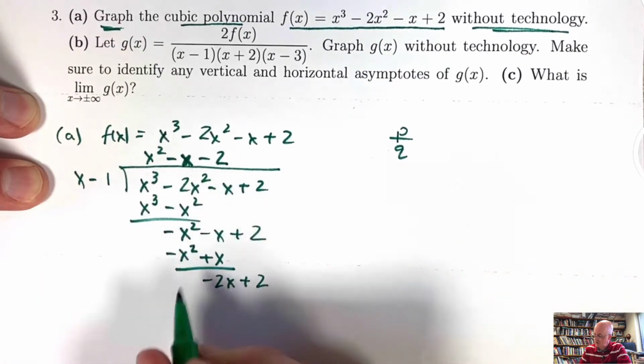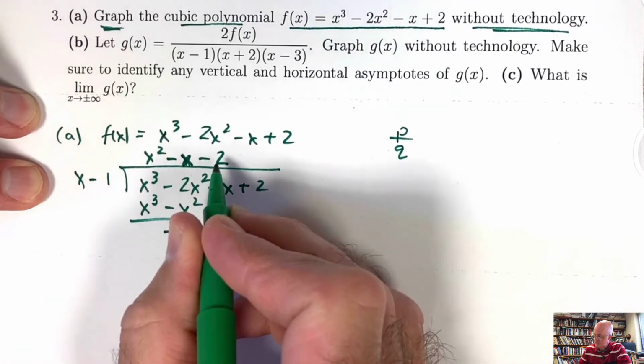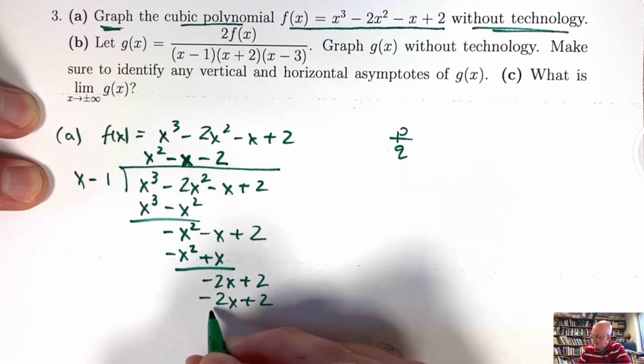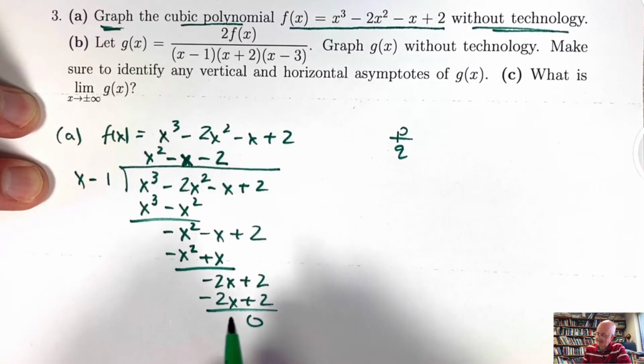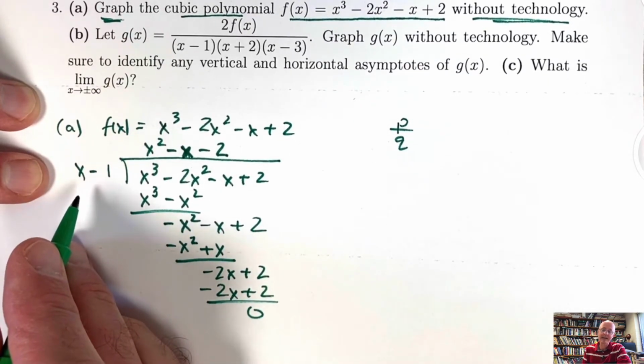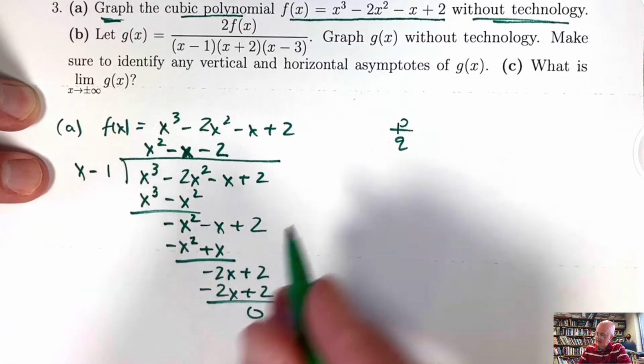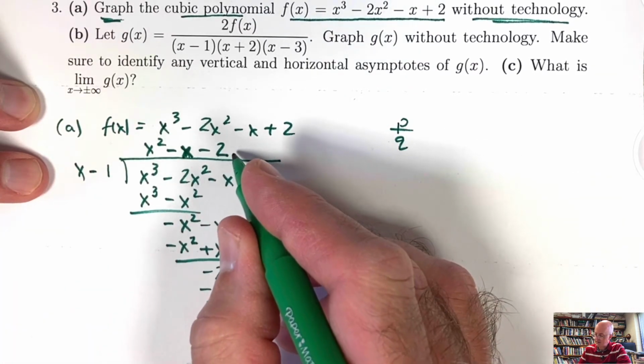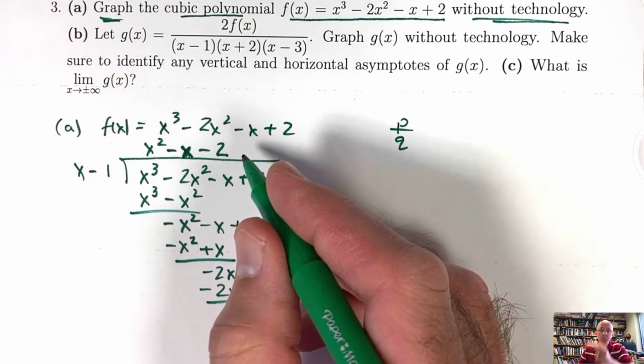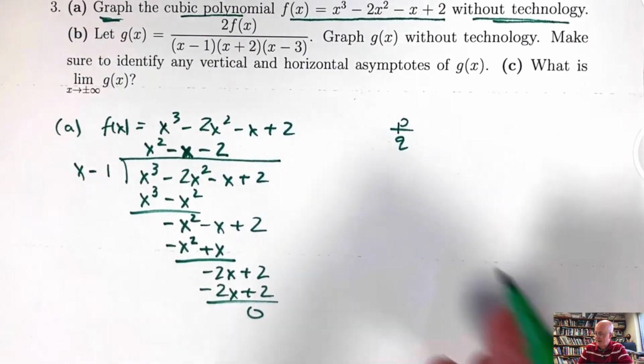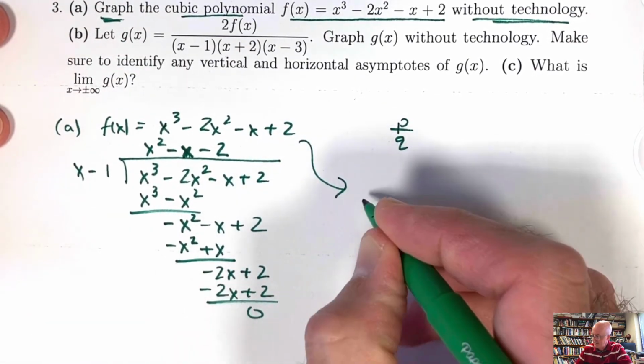Multiply -2 times each term, you get -2x. -2 times -1 is +2. We get a remainder of 0. That's what we wanted. That's telling us x minus 1 is indeed a factor. And what we're left with, that's the quotient up there. That's a quadratic, which hopefully we can factor just by thinking about it. And in fact, you can.